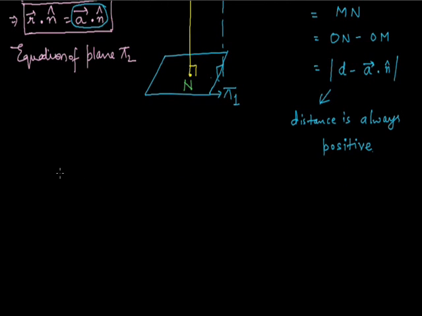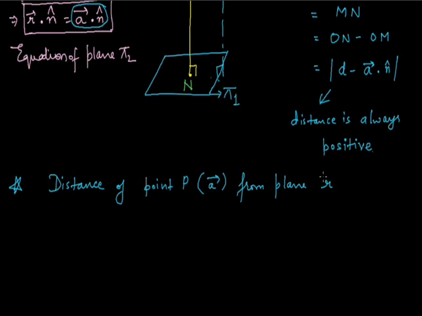Let's write it down again. Distance of a point, let's make it a star point. First star point: the distance of point P with position vector A vector from the plane given by R vector dot n cap equals D is equal to mod of A vector dot n cap minus D.